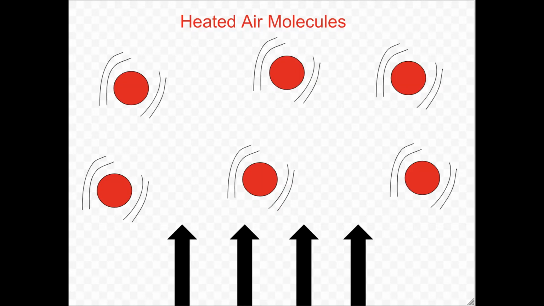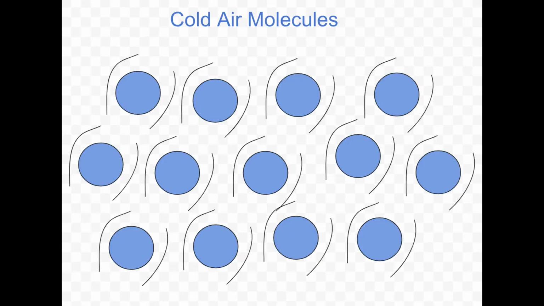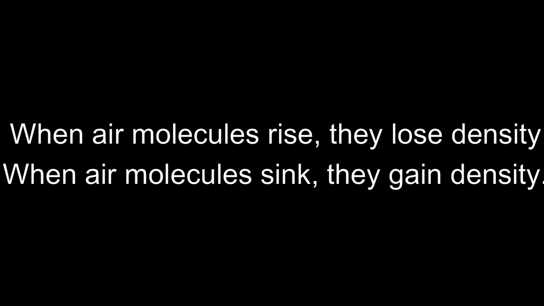Now, we can take this example and use it to learn the basics of why air moves. Simply put, air molecules that are heated rise, expand from each other, and bounce around, while cold air molecules sink, contract, and don't bounce around as much. But why does air do that? When air molecules rise, they lose density. When air molecules sink, they gain density.